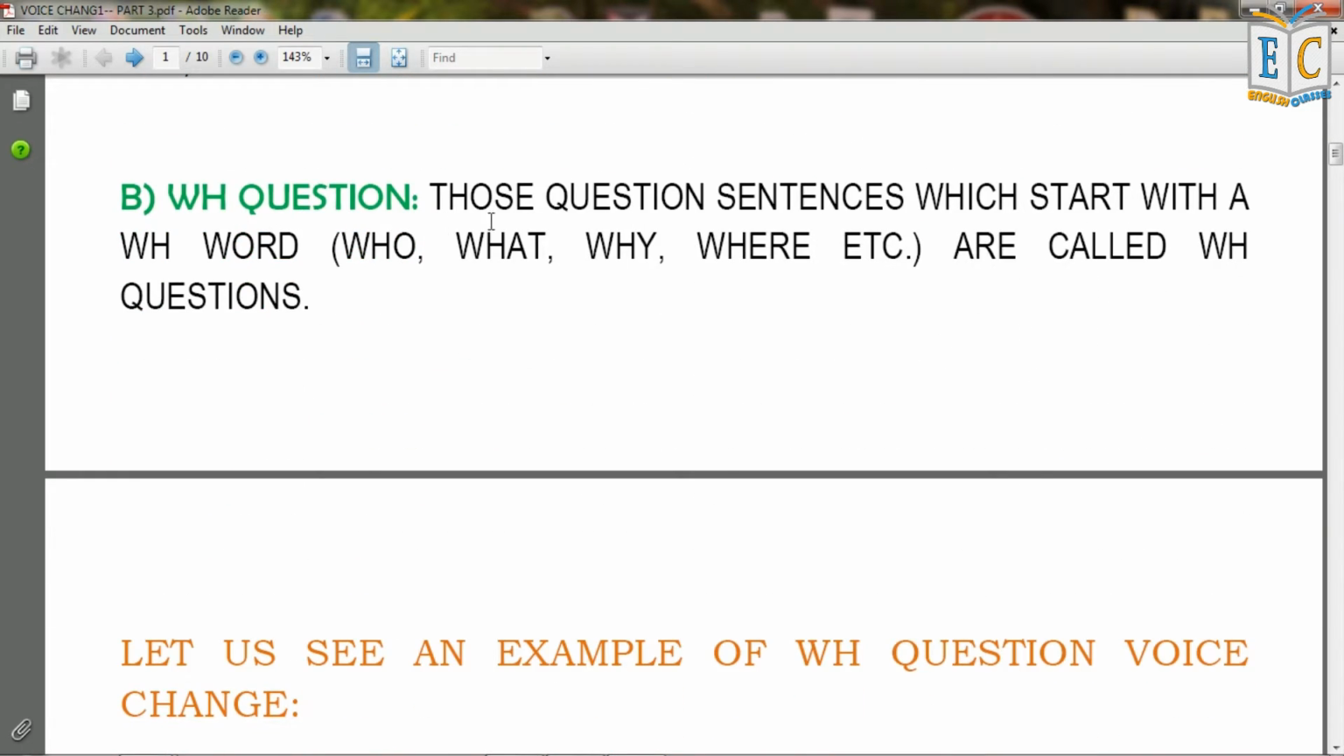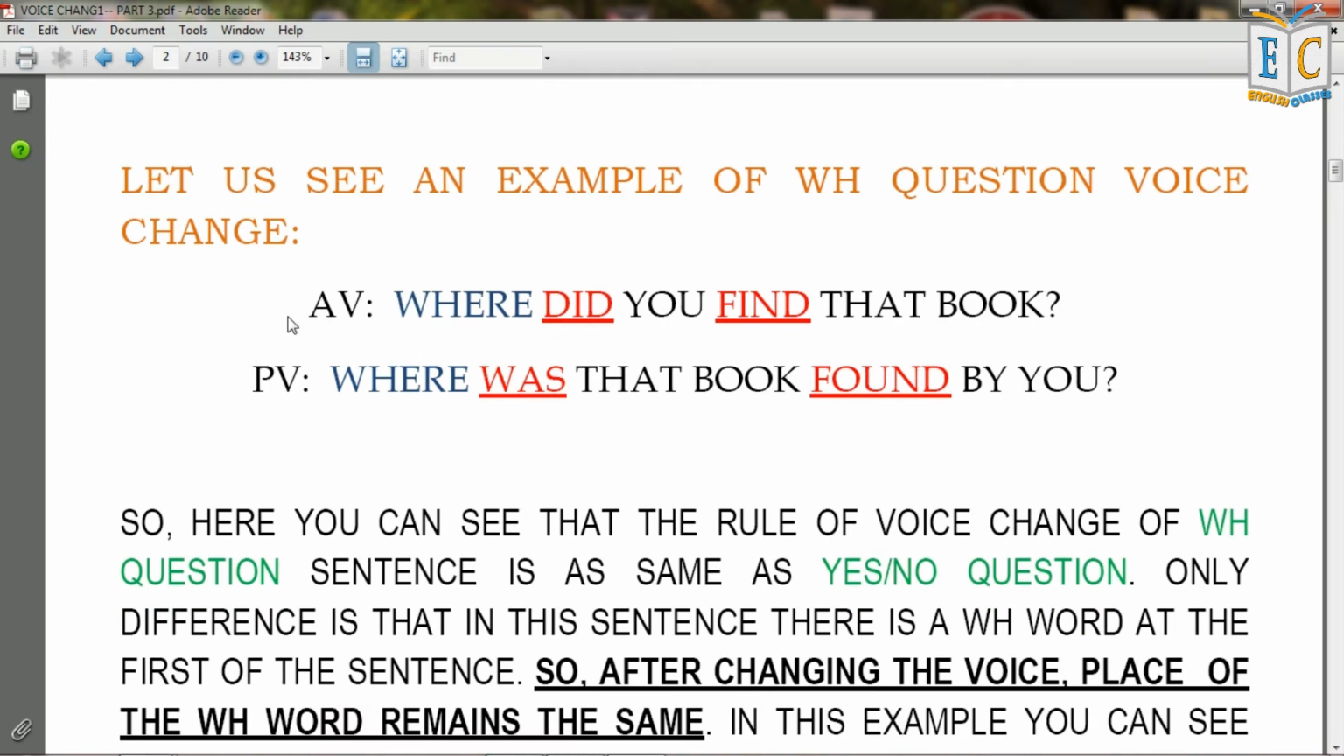WH question. Those question sentences which start with a WH word, that is who, what, why, where and many more, are called WH questions. Let us see an example of WH question voice change. In active voice, where did you find that book becomes in passive voice, where was that book found by you?